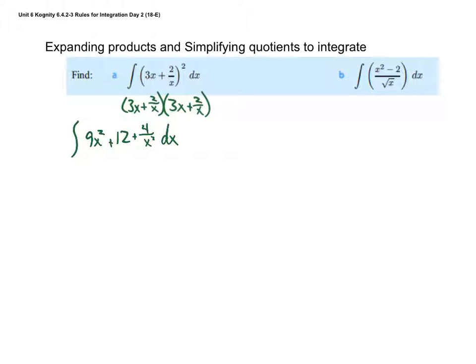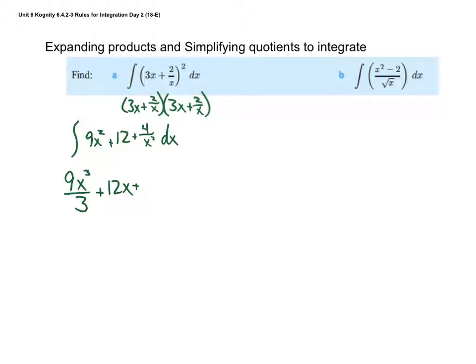Now, at this point, we can take the integral. We couldn't with the original. So now we have the power rule. We add 1 to the exponent and divide by the new exponent. Plus 12 is a constant that's being added on here, so the integral of 12 is 12x.